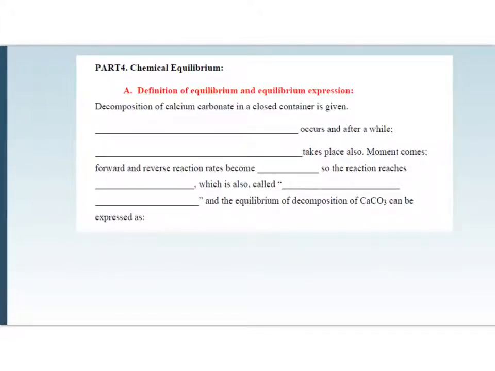First, define the chemical equilibrium. The decomposition of calcium carbonate in a closed container is given as calcium carbonate solid decomposed with heat to produce calcium oxide solid plus carbon dioxide gas. Now this occurs first. Now after a while, this reaction turns vice versa. It becomes calcium oxide solid combining with the carbon dioxide gas to produce calcium carbonate solid.